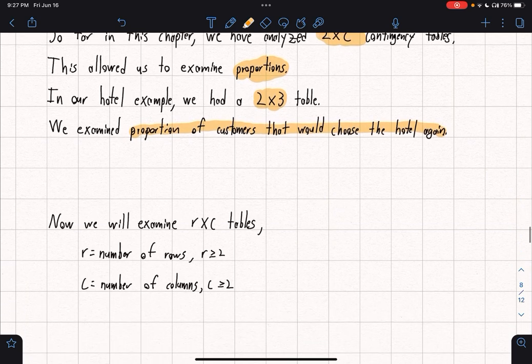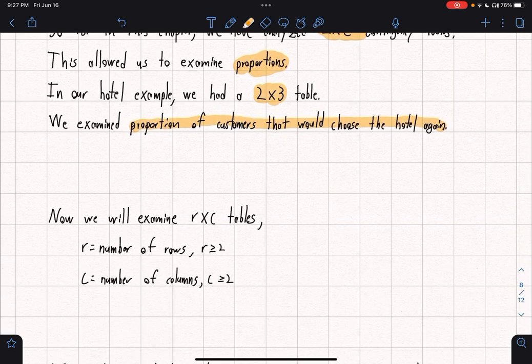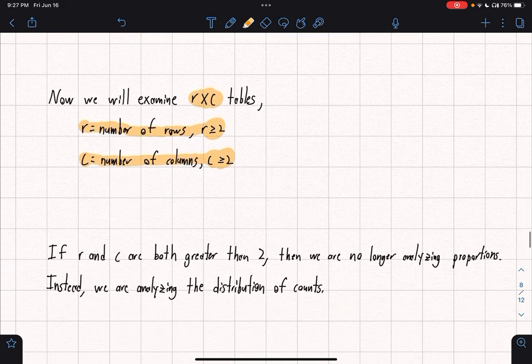But now we want to examine bigger tables. We want to look at R times C tables. R is just the number of rows, where R is at least 2, and C is the number of columns, where C is at least 2. So all we're doing is expanding the number of rows.